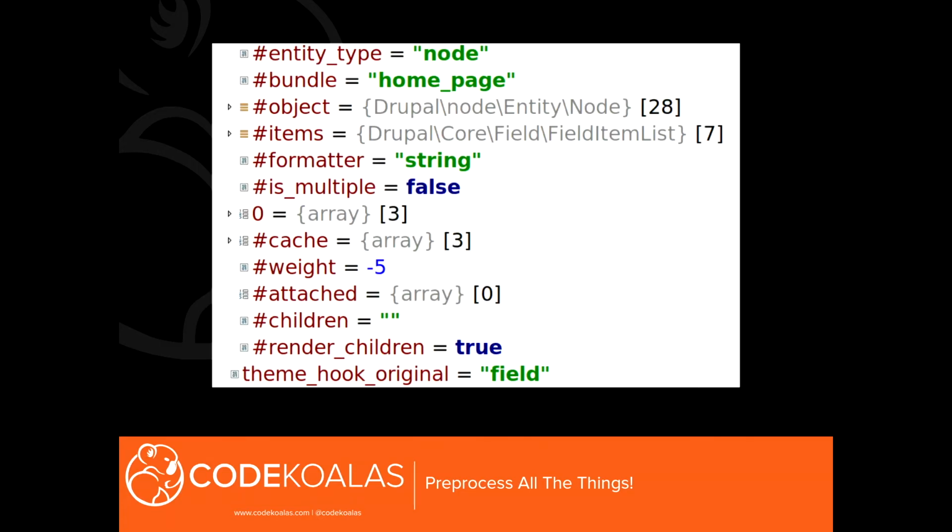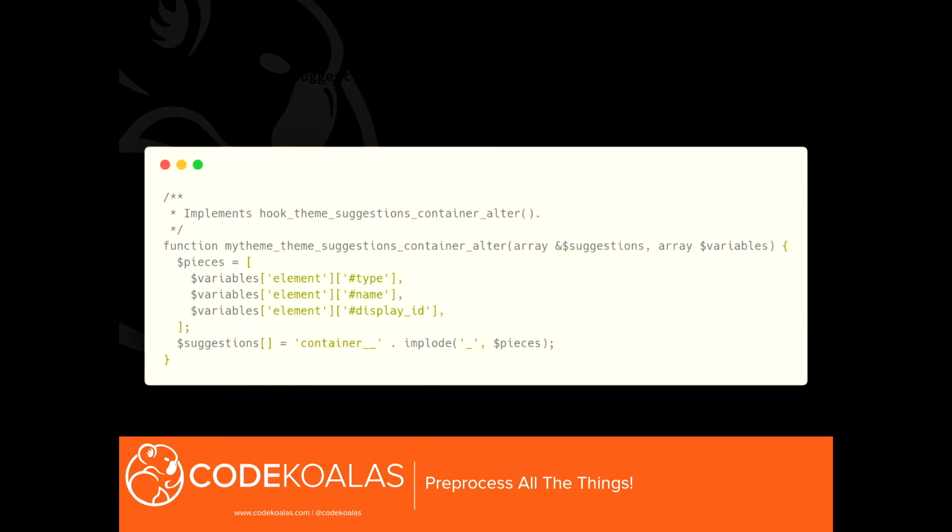Let's see, just more examples of xdebug. Alright, and here's what it looks like in the code. So in my theme suggestions, container, alter, container is the hook, so we're only changing container elements. Man, I forgot how tricky these are. So theme suggestions function, alter functions use suggestions and variables.